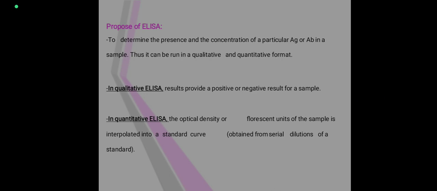What is meant by a qualitative ELISA? It provides a positive or a negative result from the sample. It gives either a positive result or only a negative. In a quantitative ELISA, the optical density or the fluorescent unit of the sample is plotted onto a standard curve that is obtained from the serial dilution of a standard. In quantitative, it gives the amount of antigen which has infected our body. In qualitative, it just indicates the presence of antigen in our body.